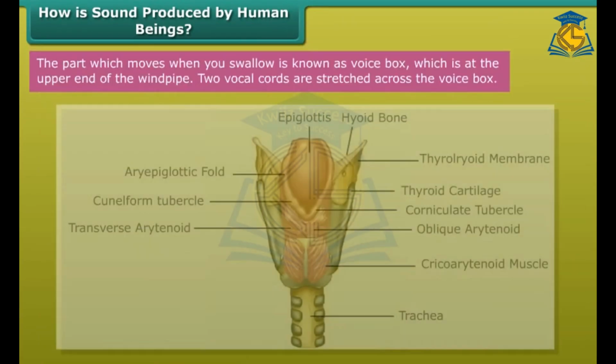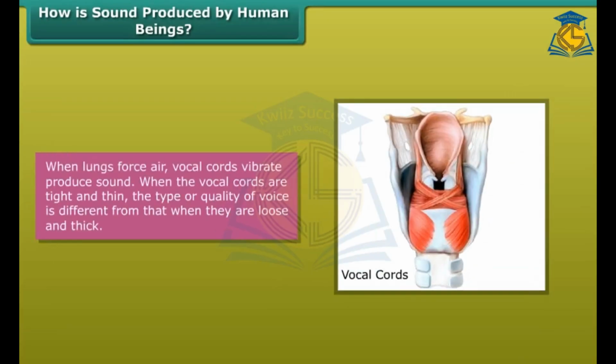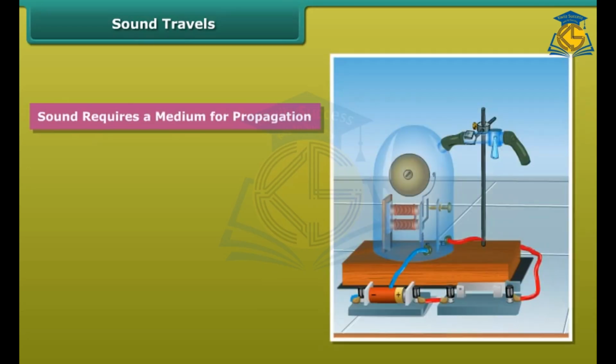The part which moves when you swallow is known as voice box, which is at the upper end of the windpipe. Two vocal cords are stretched across the voice box. When lungs force air, vocal cords vibrate, producing sound. When the vocal cords are tight and thin, the type or quality of voice is different from that when they are loose and thick. Sound requires a medium for propagation.